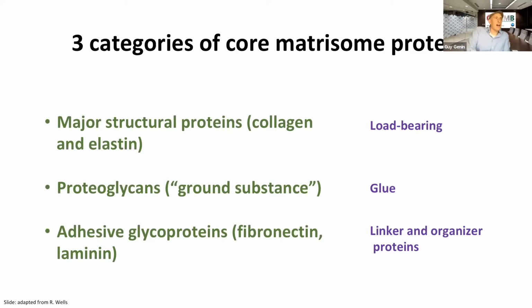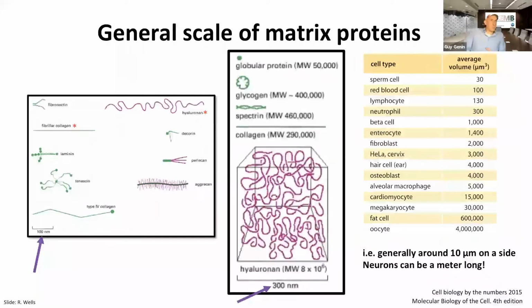Looking at length scales, going over the entire range of length scales relative to a cell. So as our CEMB colleague Anders Carlson will always emphasize, you could never say that something's small unless you know what you're comparing it to. And for us, we're comparing protein sizes to cell sizes. And so the volume of a cell is going to be on the order of cubic microns. So a thousand cubic microns is a typical size for a cell.